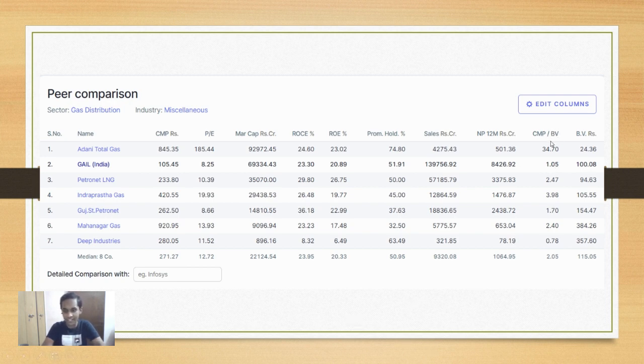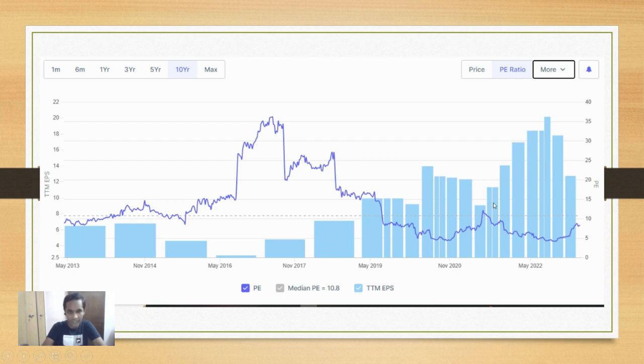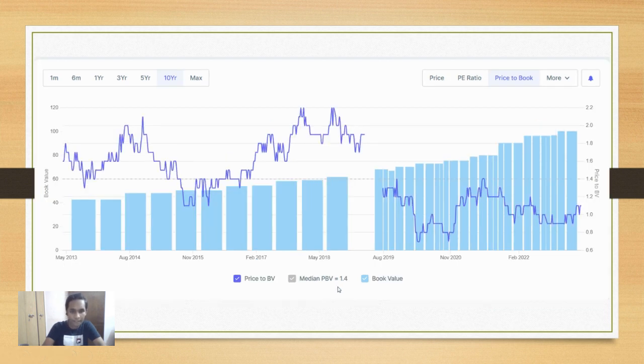The second thing we can see is the book value. The book value of Gail India Limited is an ideal book value ratio, which means that it is an ideal share which we can purchase. The other thing we can see is that the past 10-year median PE is 10.8, which is a low median PE. The median PBV of Gail India Limited for the past 10 years is 1.4, which is an ideal median PBV.